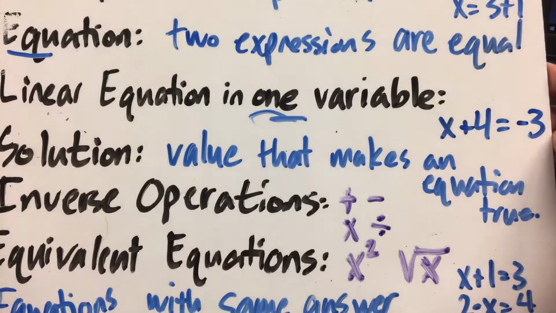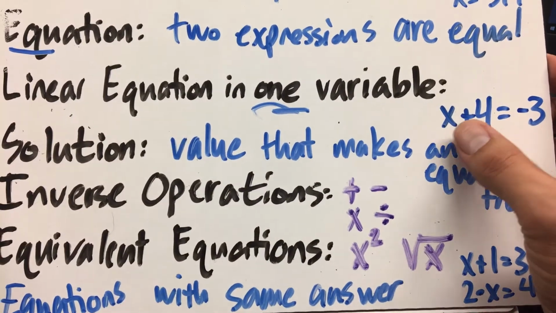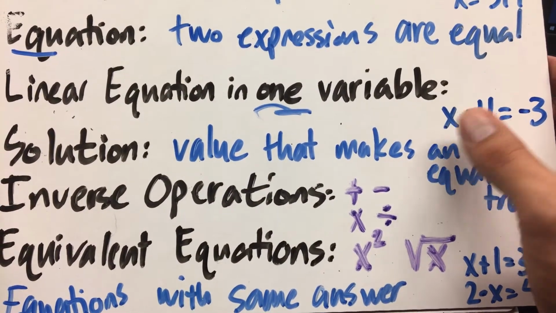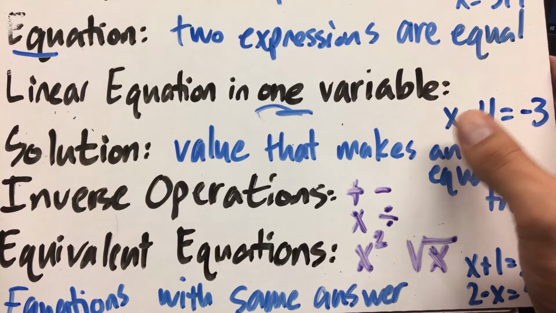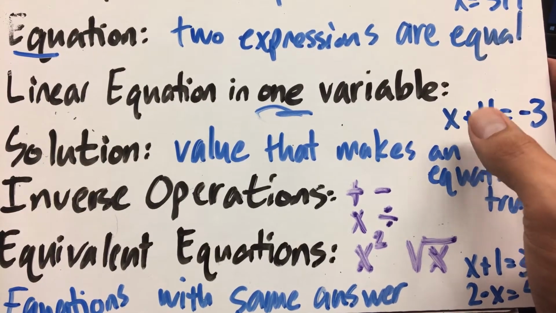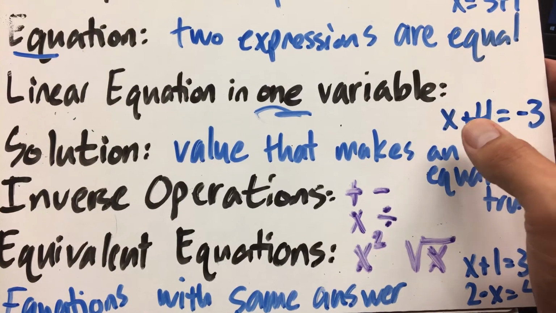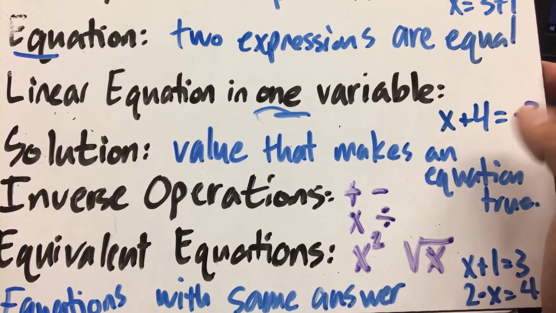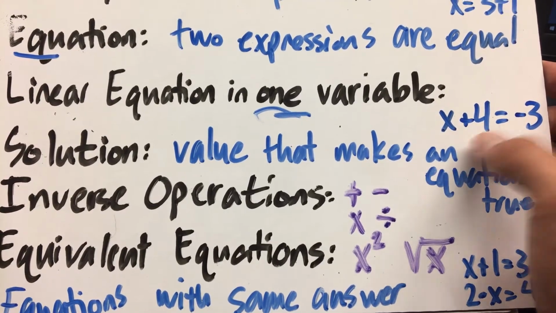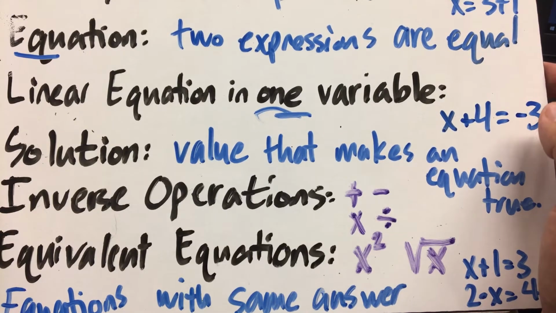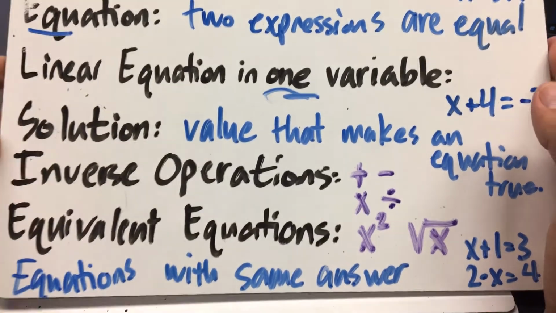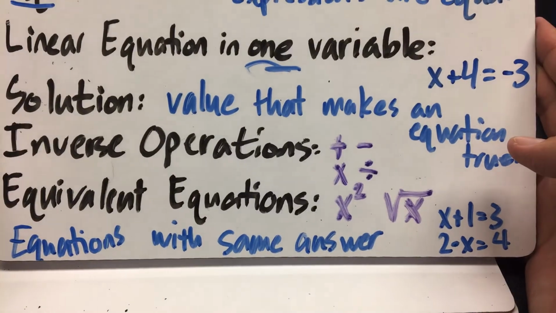A linear equation with one variable will look something like this. You'll have an equation with an equal sign. You'll have a variable. That's the letter part. There's going to be something happening to the variable. It doesn't have to be adding. It could be subtracting, dividing, multiplying, squaring, square root, parentheses. There could be a whole bunch of stuff happening to it. And then there's always going to be something on the opposite side of the equal sign that it is equal to. The solution is the value that makes an equation true.